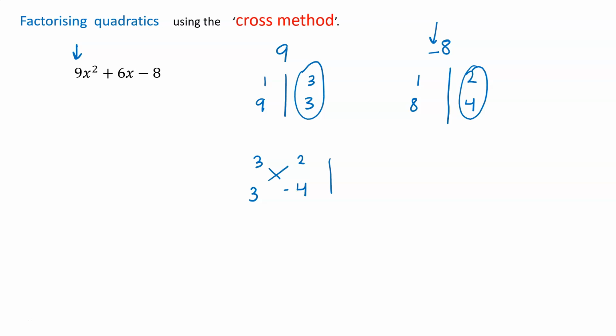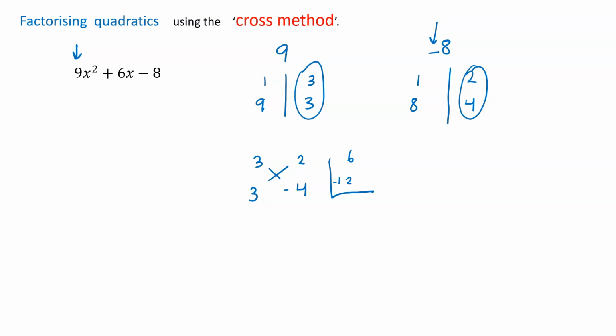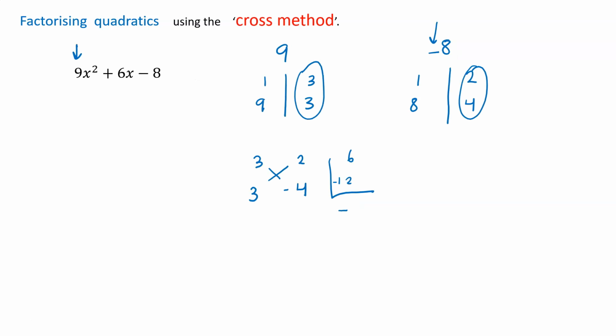Let's try this now. 3 times 2, 6. 3 times negative 4 is negative 12. We add those, we get negative 6. Sorry, my screen keeps changing, so we get negative 6 there. So that is not what we want. We are so close, we want positive 6. How about we change the signs then instead of that one?